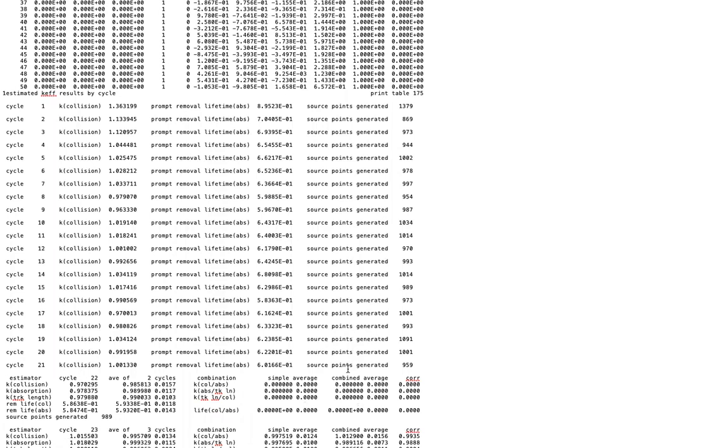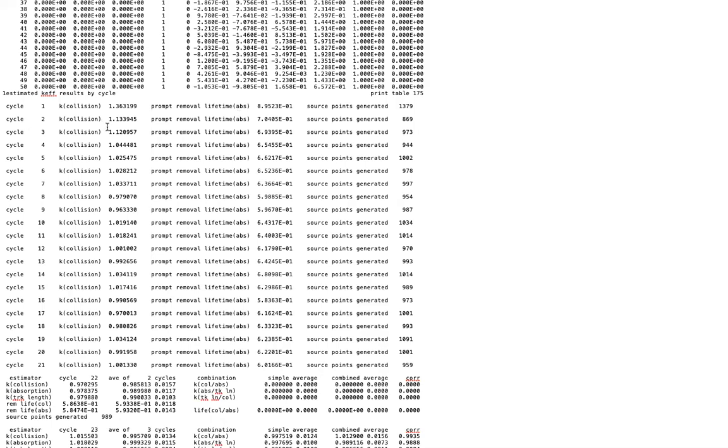Okay. Now these are the cycles that are going to begin, the 120 cycles. So you'll see a lot of fluctuation in the first few of these. So see, cycle 1 gives you a collision k of 1.36. What a bad estimate. And it gives you a prompt removal lifetime in seconds. Now this is the time between collisions, so it's the time divided by the fraction that were absorbed. And these were the number of source points generated in cycle 1. So these should be about 1,000.